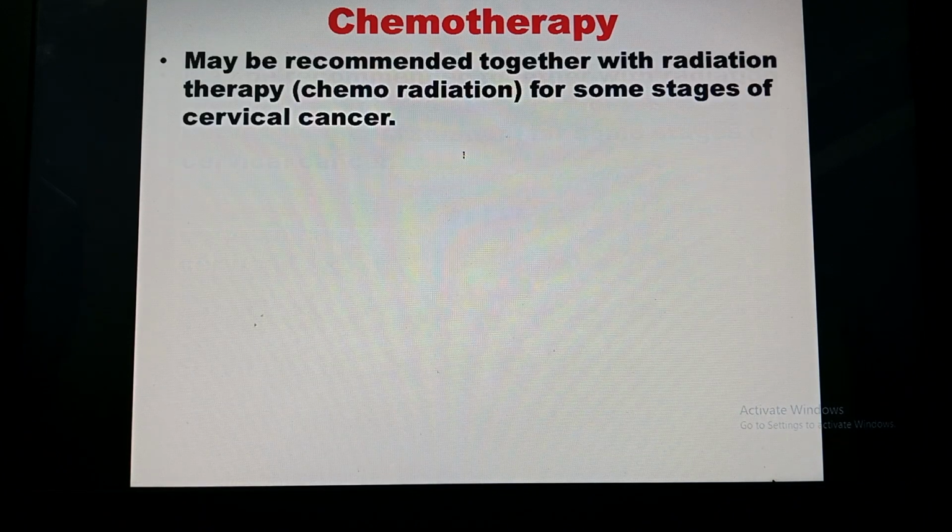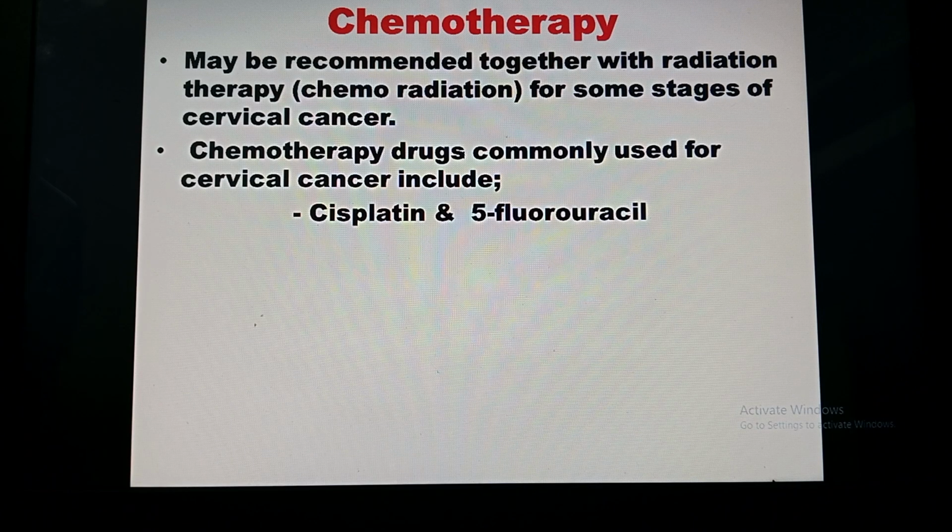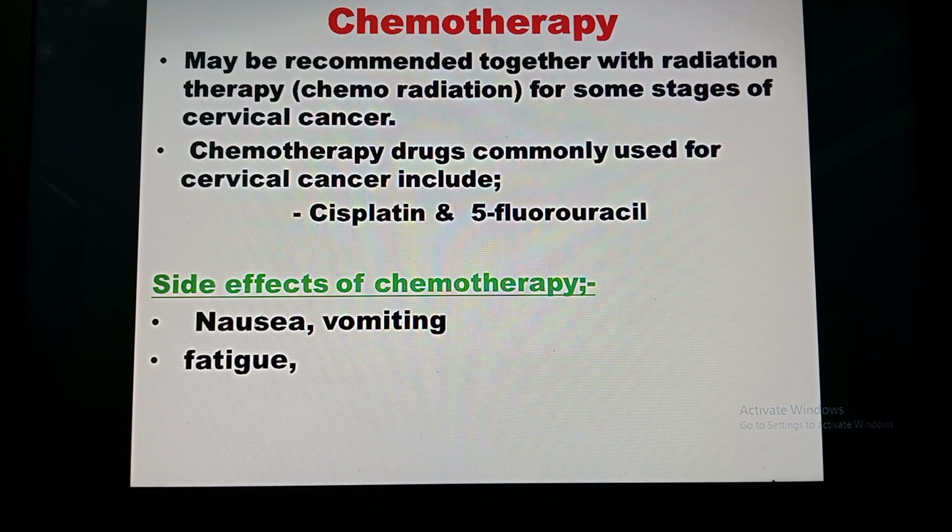Chemotherapy is a chemical substance used to destroy cancer cells, especially cisplatin and 5-fluorouracil, along with other chemo drugs. The major side effects are alopecia, meaning hair loss, nausea, vomiting, fatigue, mouth sores, tiredness, weakness, and many other side effects. This has to be explained to the client by the doctor, and a nurse should also be aware of this.